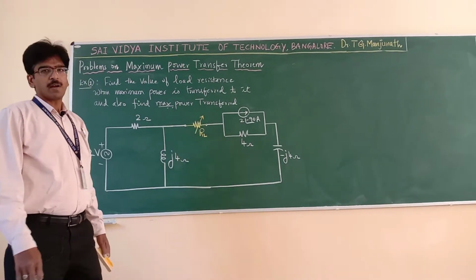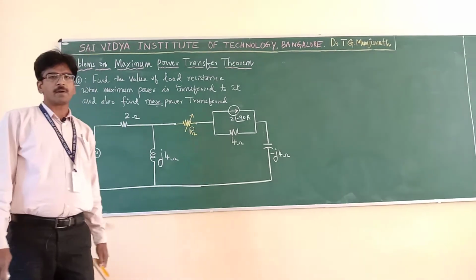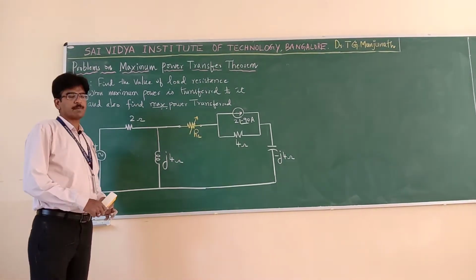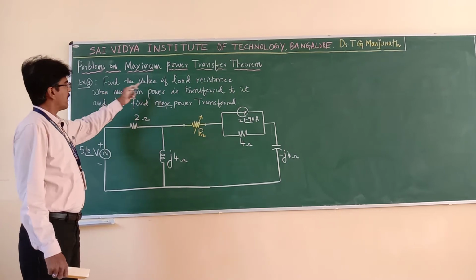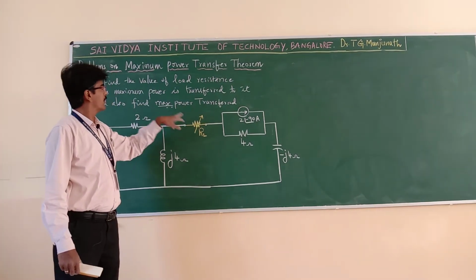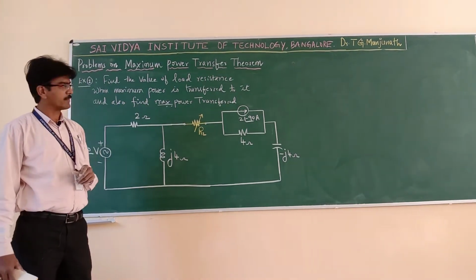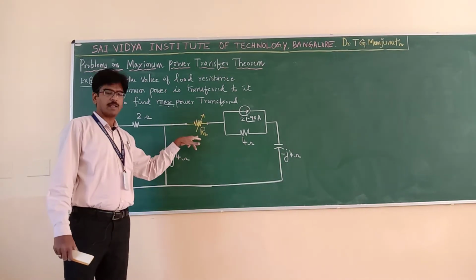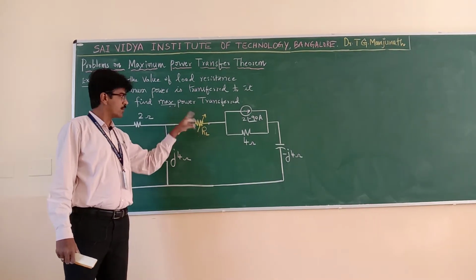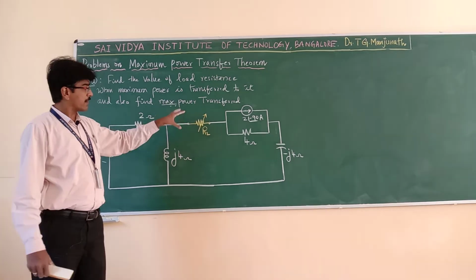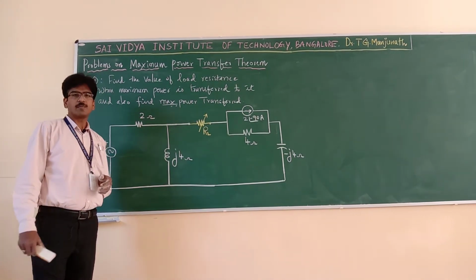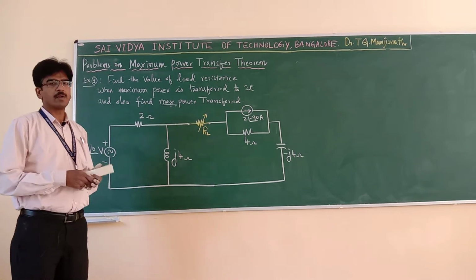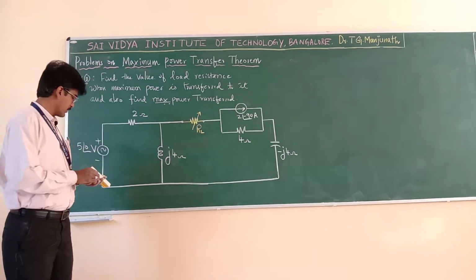Let us solve another problem on the maximum power transfer theorem. The problem statement is the same as the earlier problem. Find the value of load resistance for maximum power transfer condition. Then after finding the value of load resistance, you have to find the power transferred to it. First, you should convert the given network into Thevenin's equivalent circuit.